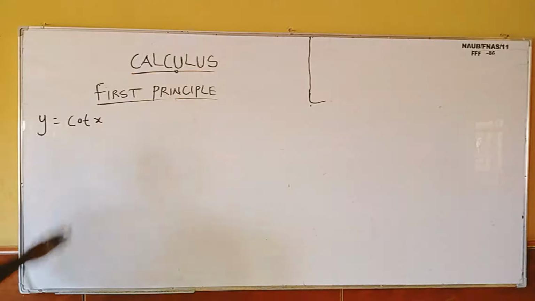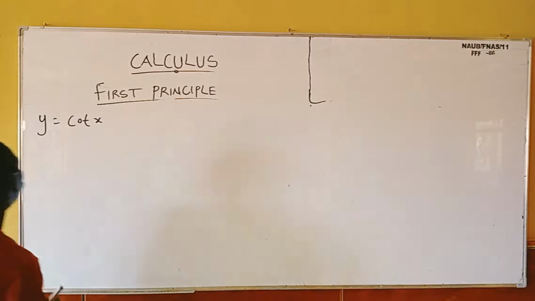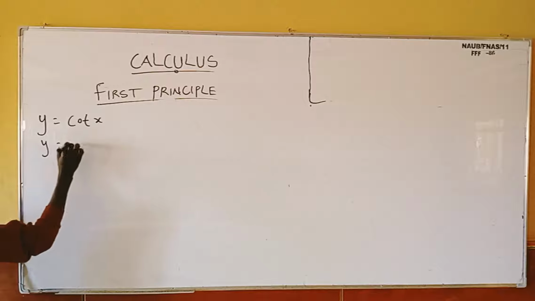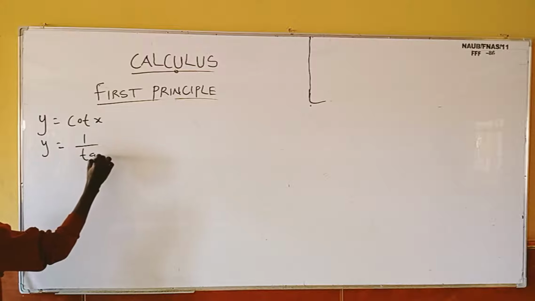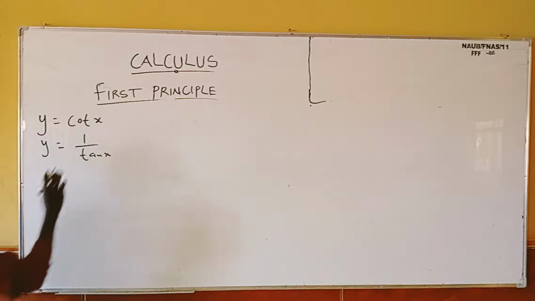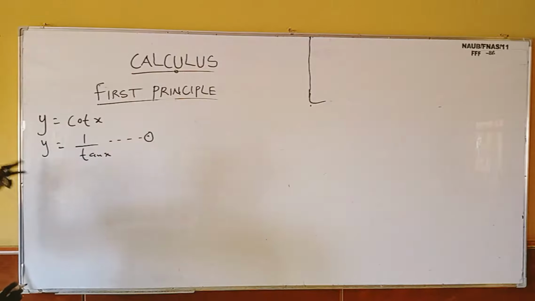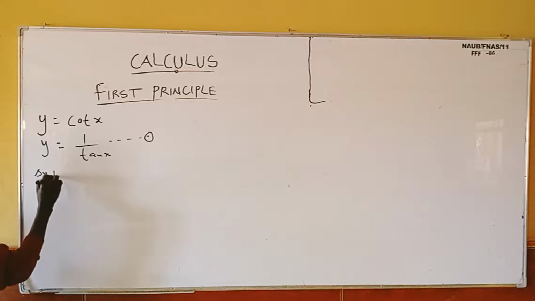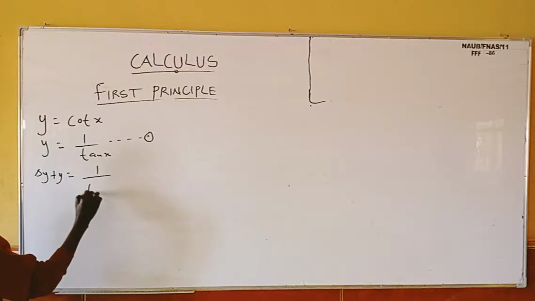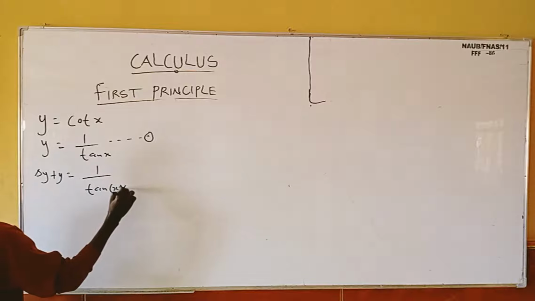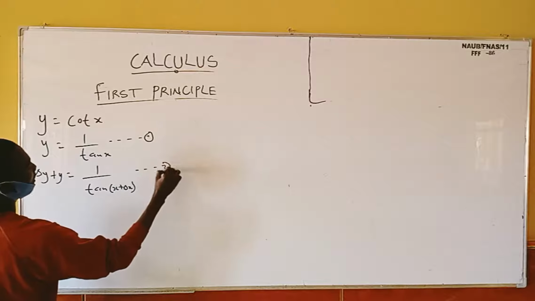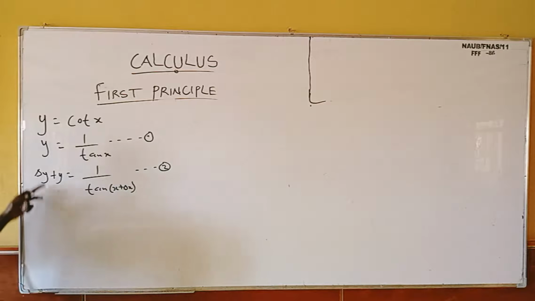Okay, so here we'll be dealing with y equals cot s. When we say cot s, it is nothing but 1 over tan s. So I can rewrite this as 1 all over tan s. I always told you to make this your equation 1. Then equation 2 is you add change in y to y, and change in s to s. So change in y plus y equals 1 all over tan s plus change in s. This one is my equation 2. So subtract equation 2 from 1.